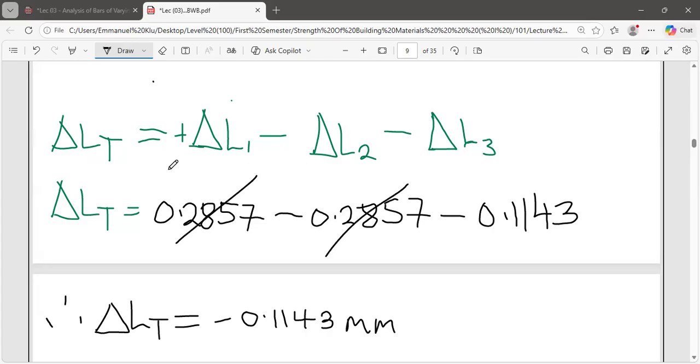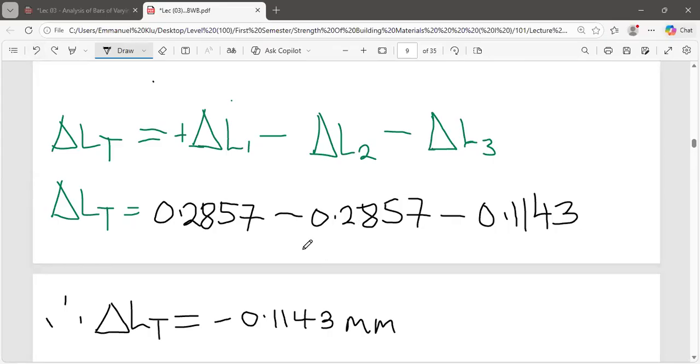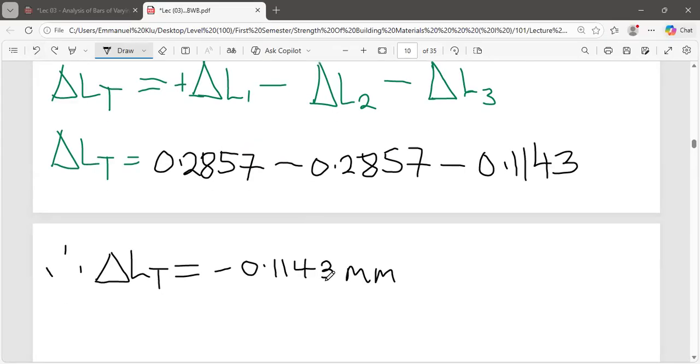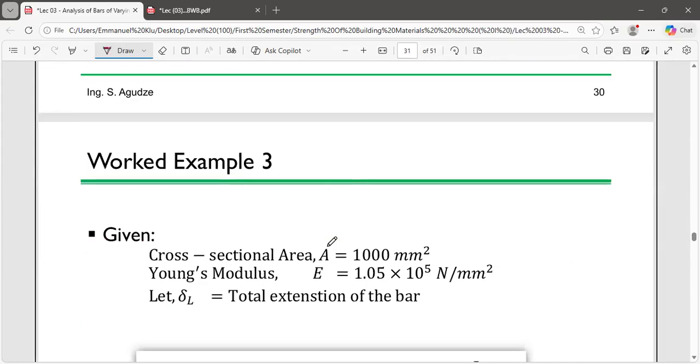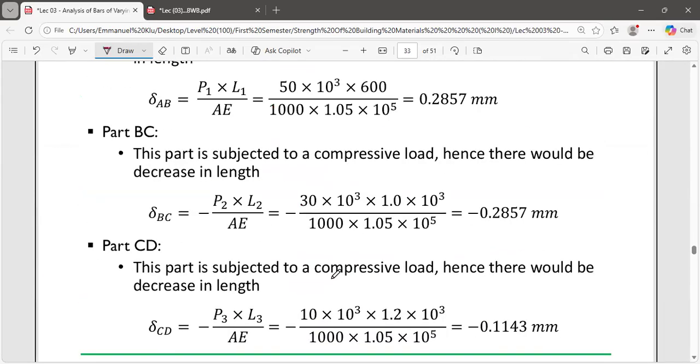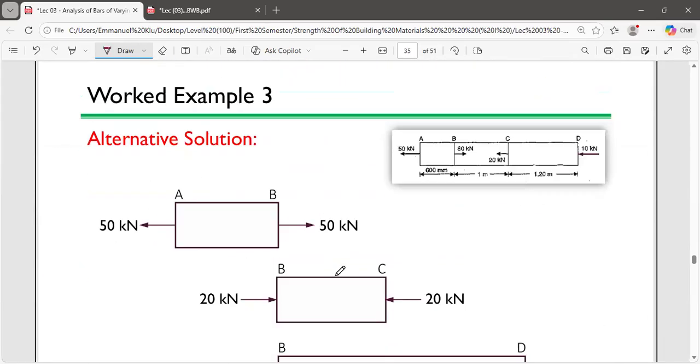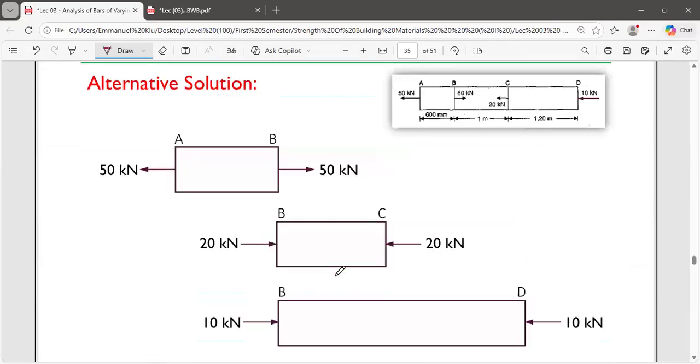So you see, the logic still applies. So as simple as that. This one shows that the total change in length that will take place will rather compress the material. You see, that is why it's being negative over here. So we are done, but let's just look at some past questions and see how best we can analyze them to make life much easier.